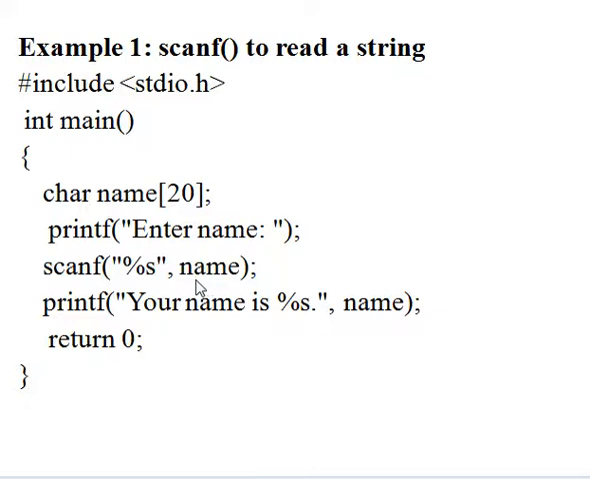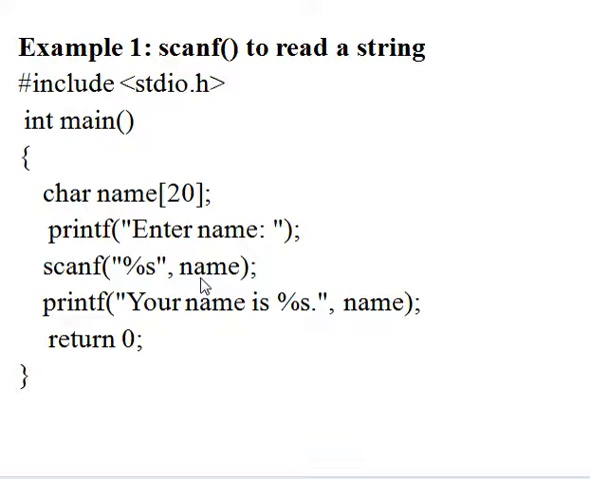So when you write this array name, from that string, the first character will be stored at name of 0. The second character will be stored at name of 1. The third character will be stored at name of 2, and so on. And finally it stores \0, that is the null symbol representation. So the entered name will be stored in this array name.